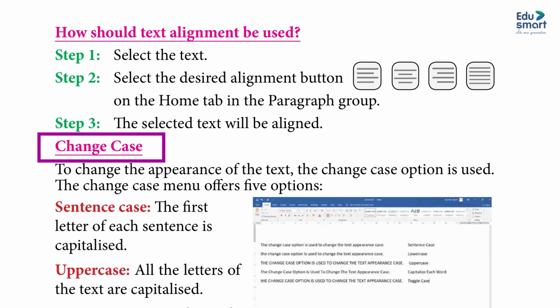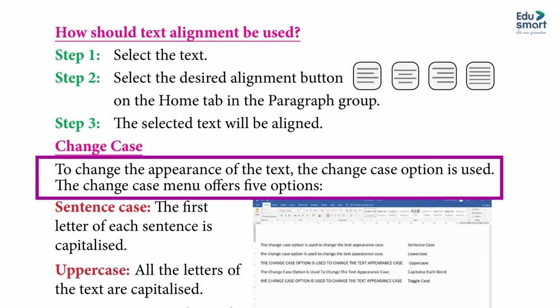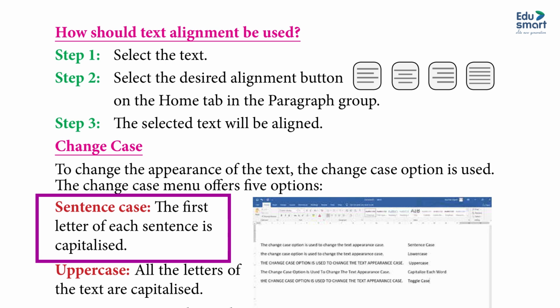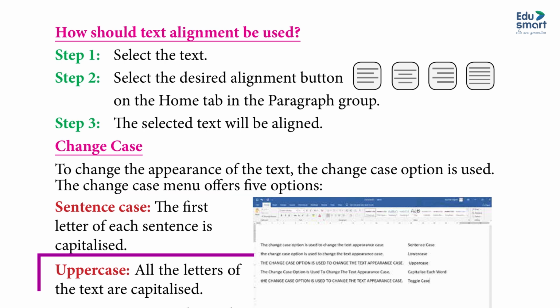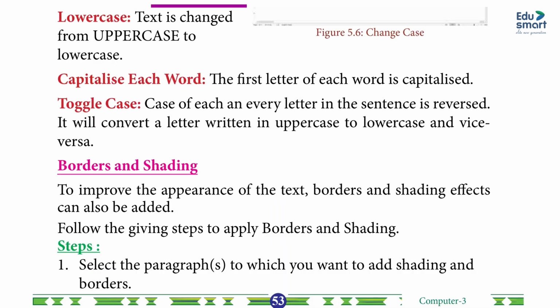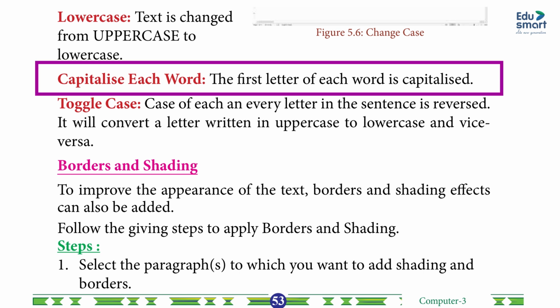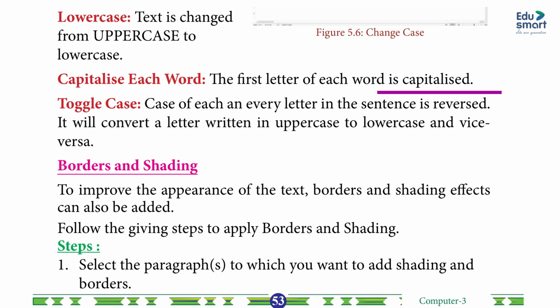Change case. To change the appearance of the text, the change case option is used. The change case menu offers 5 options. Sentence case. The first letter of each sentence is capitalized. Uppercase. All the letters of the text are capitalized. Lowercase. Text is changed from uppercase to lowercase. Capitalize each word. The first letter of each word is capitalized. Toggle case.